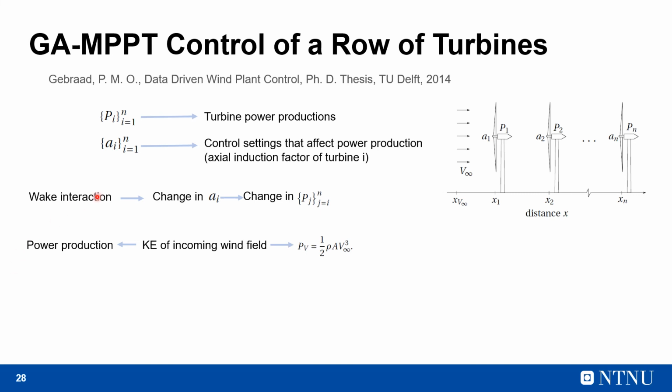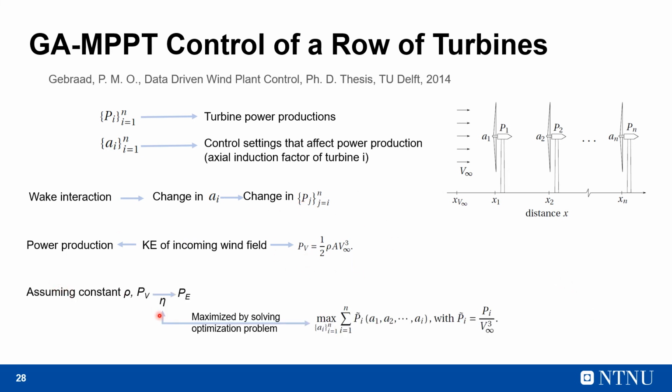Since the power production is dependent on the kinetic energy of the incoming wind field, and the kinetic energy of the incoming wind field is given by the expression ρV³, assuming a constant density, the efficiency by which the kinetic energy can be converted to electrical energy can be maximized by solving the optimization problem, where the objective function is the efficiency of the wind turbine.